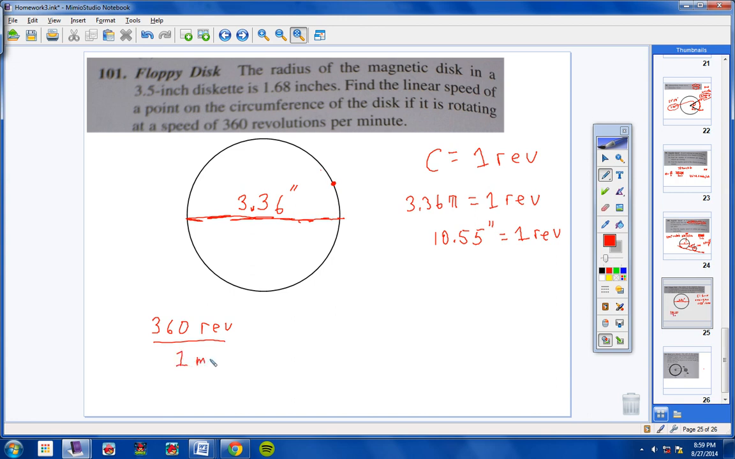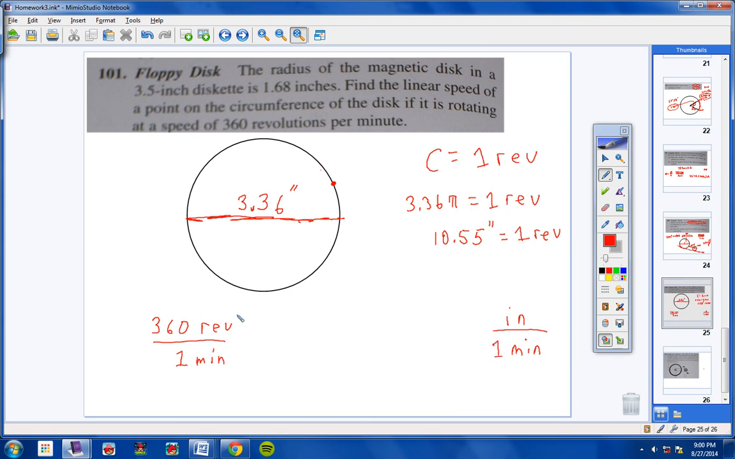Now the only thing I don't like about this problem is they don't tell you how they want your linear speed written. Do they want miles per hour? Do they want inches per minute? What do they want? So I looked in the back of the book, and what they want is inches per minute. Okay, so our goal over here, when we're all said and done, is to have inches up top and minutes in the bottom. Well, the bottom's already taken care of.